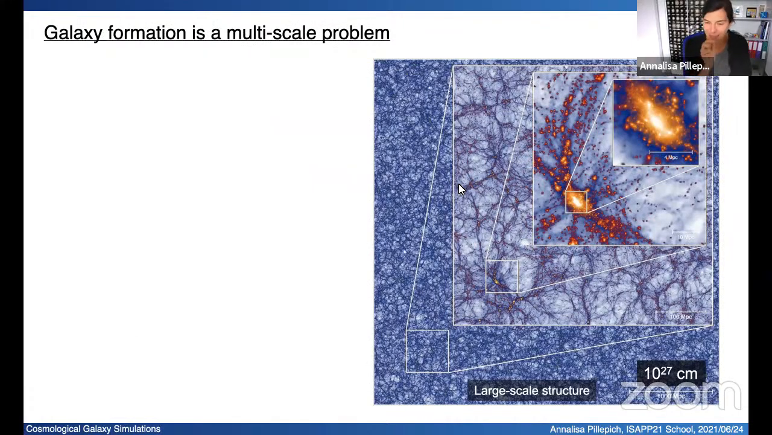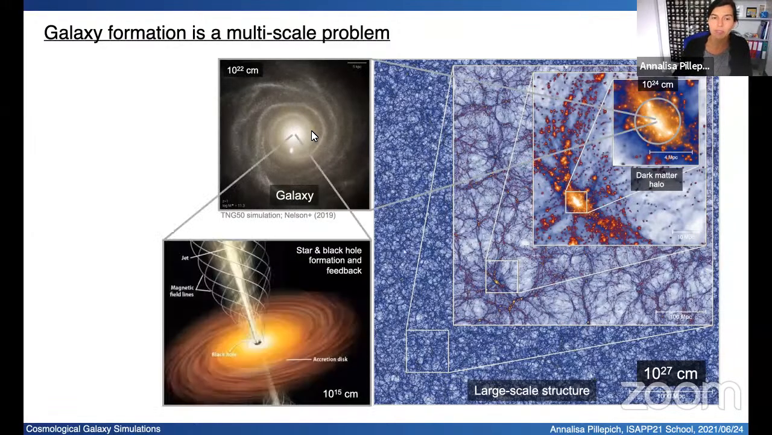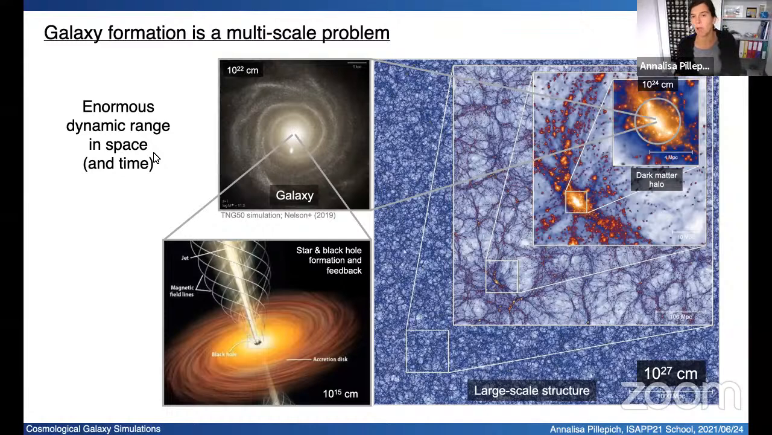Now, as you can see, this is a challenging problem, as I tried to convey to you earlier. The scales encompassed by this problem are huge. We go from the large scale structure of the universe to individual dark matter halos, at the center of which galaxies can be observed and should be modeled, all the way to supermassive black holes and star formation happening at the center of galaxies. And we are going through more than 10 orders of magnitude in spatial scales, and orders and orders of magnitude in time.